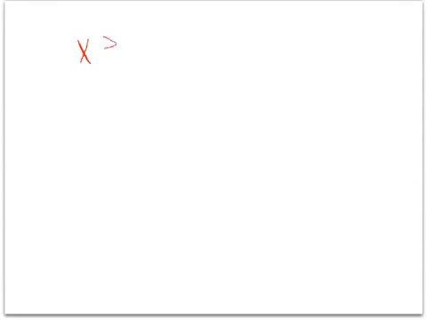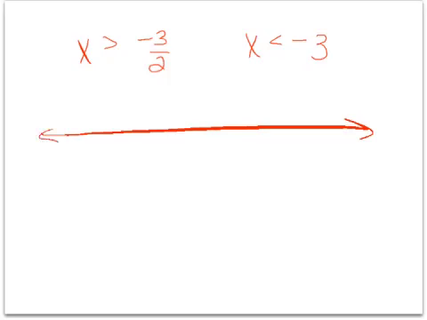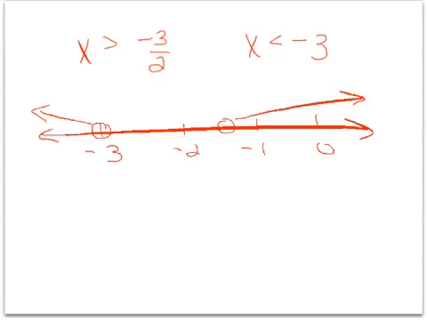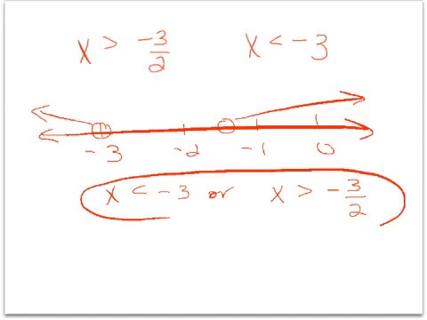I have x is greater than negative 3/2. X is less than negative 3. If I put this on one number line, I get this and this. So I have x is less than negative 3, or x is greater than negative 3/2. Final answer.